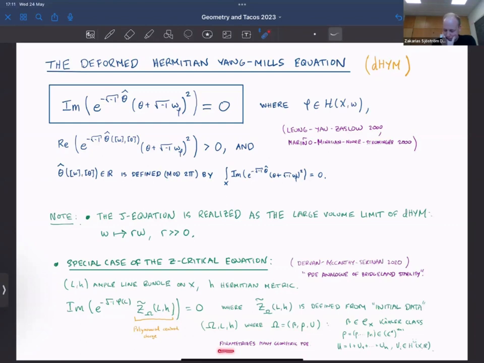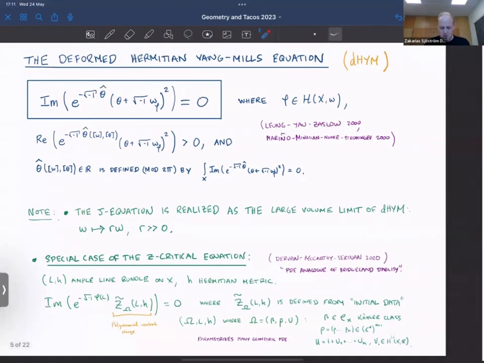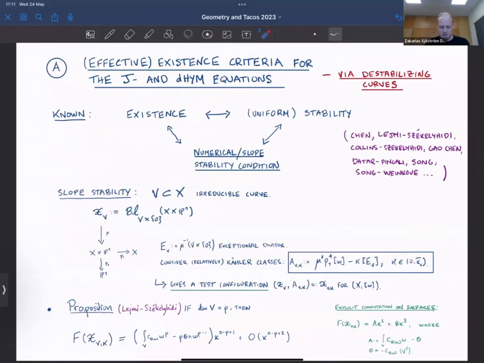And this really parameterizes many different geometric PDEs, so a whole continuum of geometric PDEs. So really we are studying, on surfaces, a large family of geometric PDEs in this talk. Okay, so with that said, let's get to the first topic, which is that of effective existence criteria for the J and dHYM equations, and also Z-critical, but I will just present it this way. And the idea is to use something called destabilizing curves to create these existence criteria.